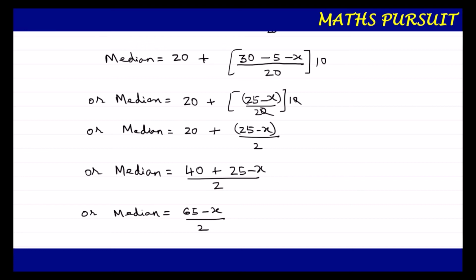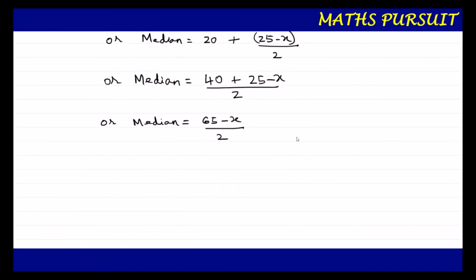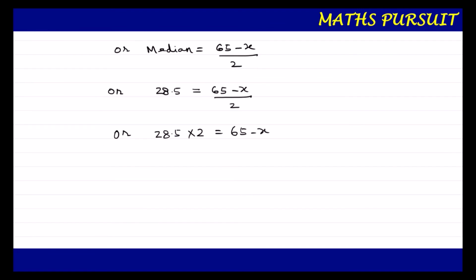Now, after getting the median value here, as per the question, they have given us the median as 28.5. So now the time has come for me to replace the median with 28.5, what is being given in the question. So instead of median, I am going to write 28.5 is equal to 65 minus x upon 2, or 28.5 into 2 is equal to 65 minus x.